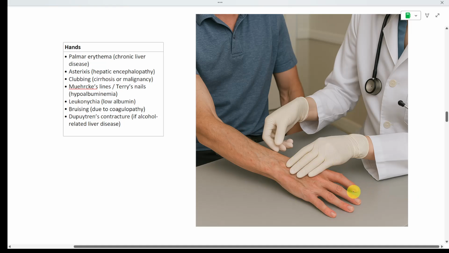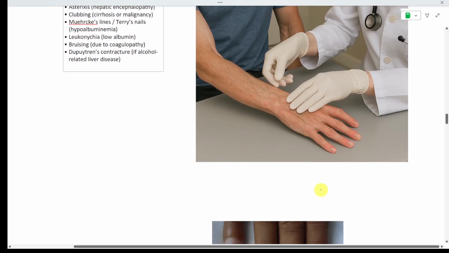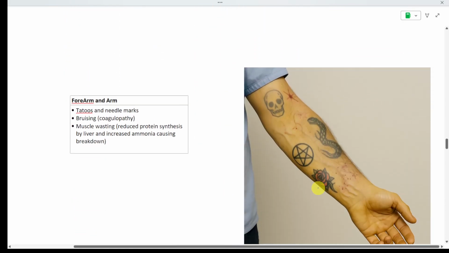Now, at the hands, you have to find some findings. Do look for bruising. That could tell you about a coagulopathy, or that the patient has some platelet disturbance. And also, in case of a cirrhotic liver, do look for Dupuytren contractures as well. So all of these findings you can pick up in the hand. That's why these findings are called peripheral stigmata of chronic liver disease.